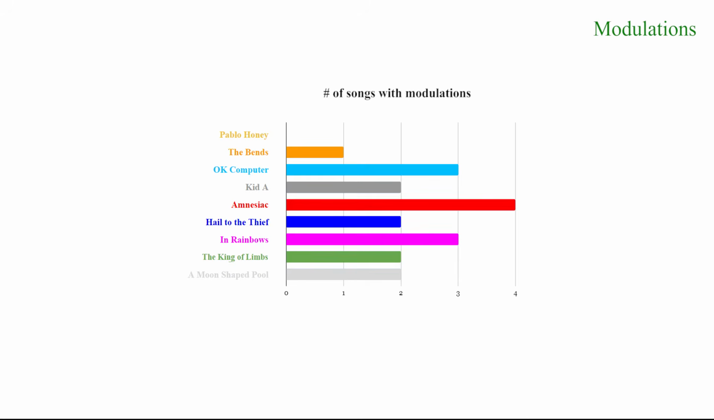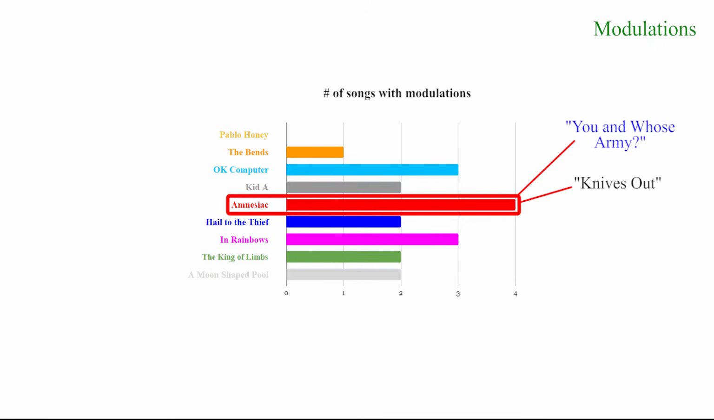Most Radiohead albums have a few songs with modulations, except for The Bends, which has only one, and Pablo Honey, which has none at all. On the other end of the spectrum is Amnesiac, which has 4 songs with modulations: You and Whose Army, Knives Out, Amnesiac Morning Bell, and Life in a Glass House.